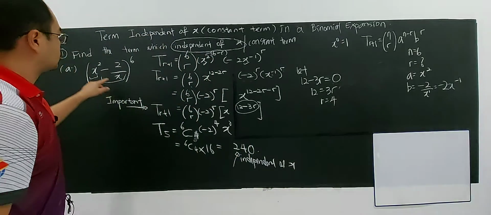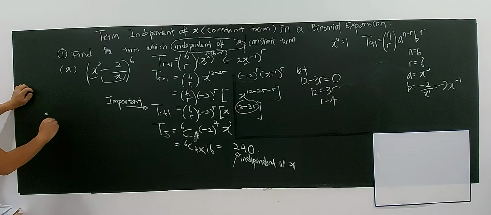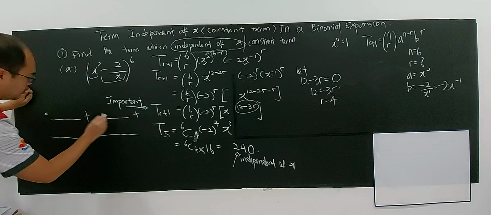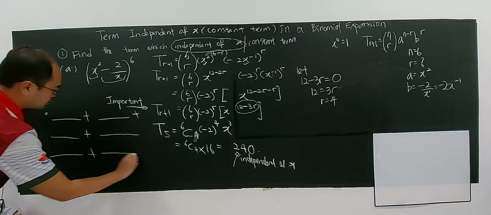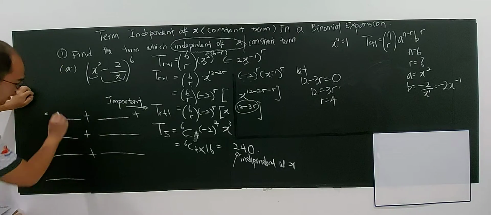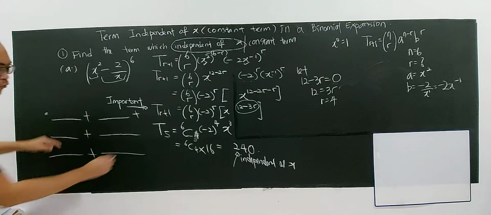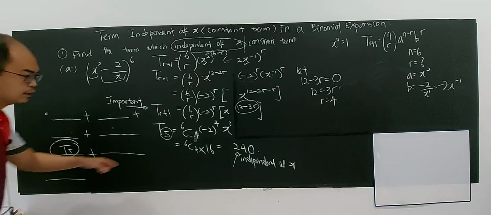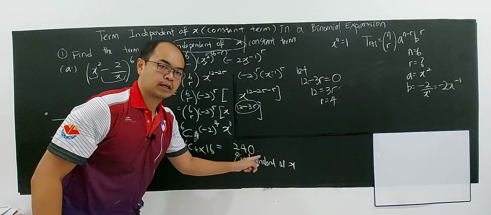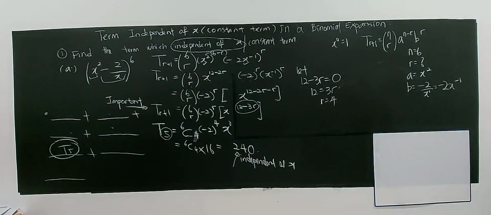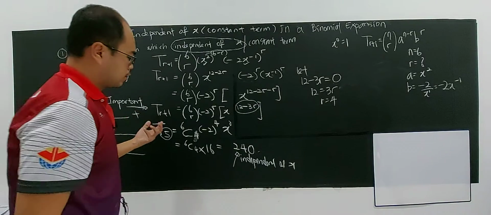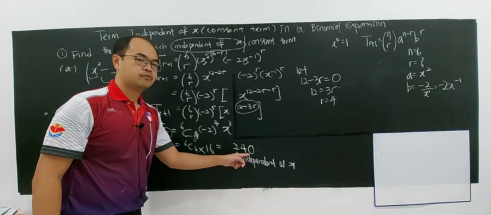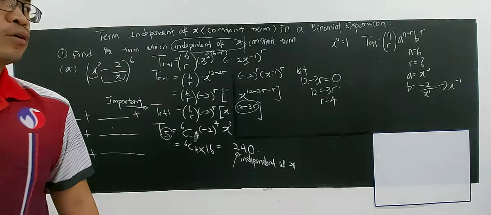So which is the term? If you expand this using binomial expansion, how many terms do you have? 1, 2, 3, 4, 5, 6, 7. You have 7 terms. The fifth term, 1, 2, 3, 4, 5, will be the number without x, the 240. So very simple: the term which is independent of x is the constant 240. Alright, that's all for this question.